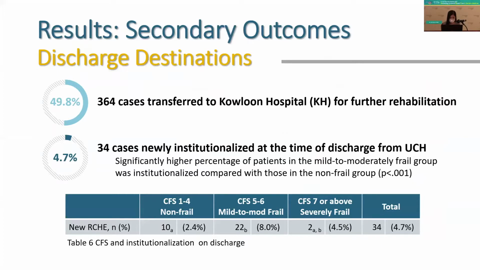For discharge destinations, almost half of the study population was transferred to Kowloon Hospital for further rehabilitation. Among those who were newly institutionalized on discharge from UCH, the mild to moderately frail group has a significantly higher percentage compared with the non-frail group.